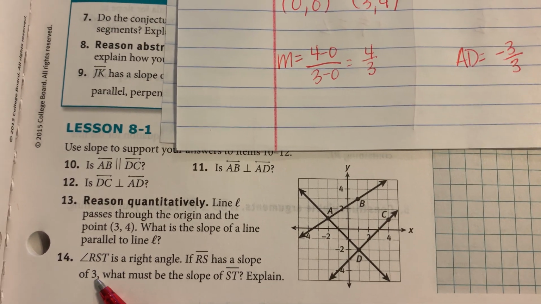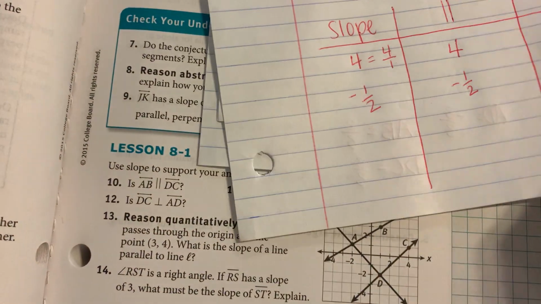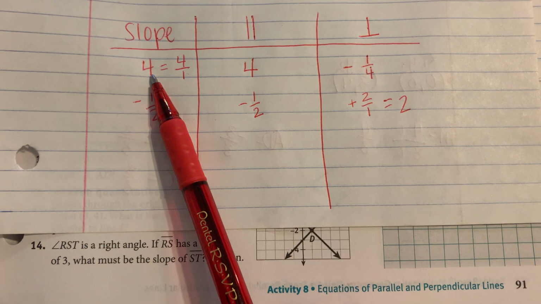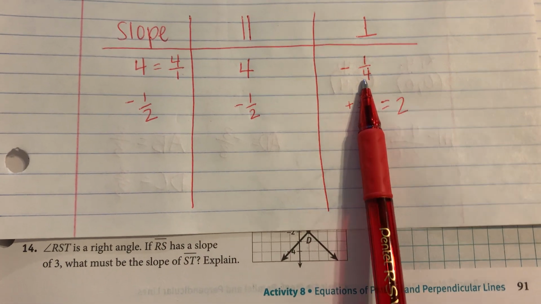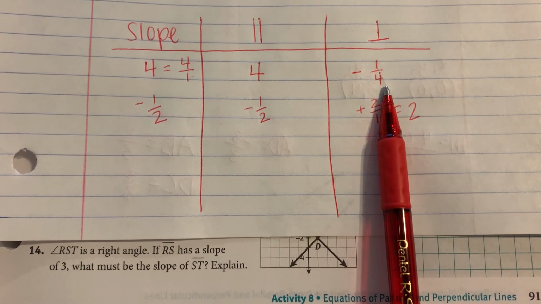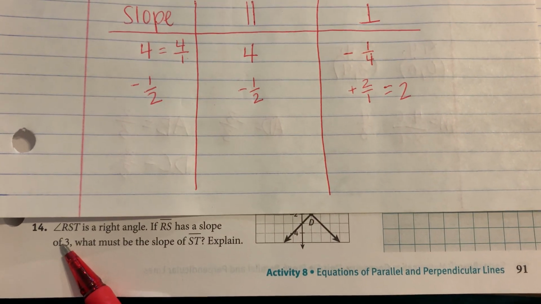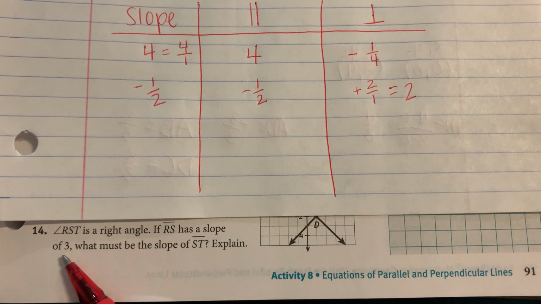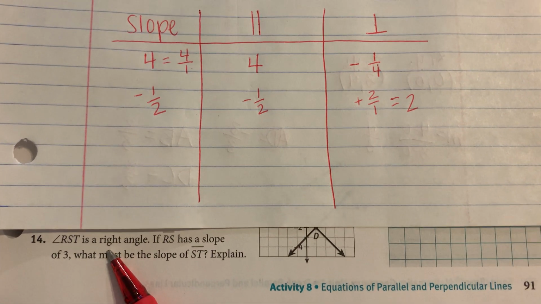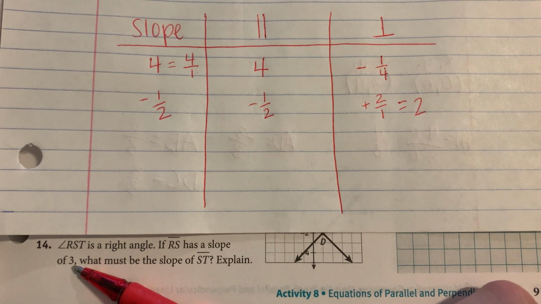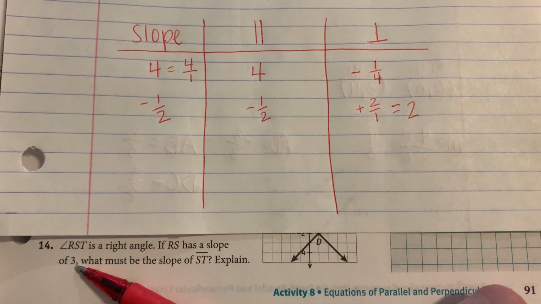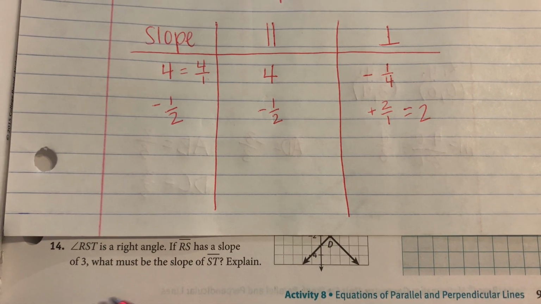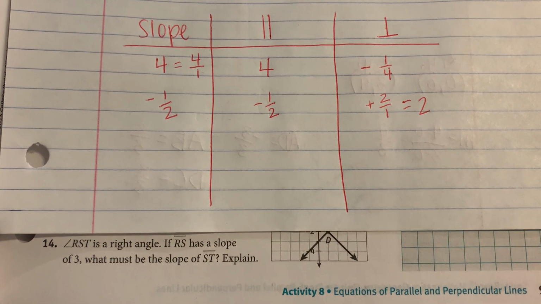We kind of did one like this on our chart. If I flip back to that, I can see I had one with a slope of 4, and the slope that was perpendicular was -1/4. This one I have a slope of 3. If the slope is 3, and I'm trying to find a slope that's perpendicular, because it forms a right angle, then I need to change the sign, so change it to negative, and flip the fraction. So instead of 3/1, it's 1/3. So the answer for number 14 is -1/3.